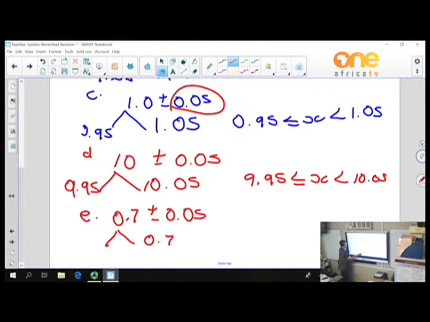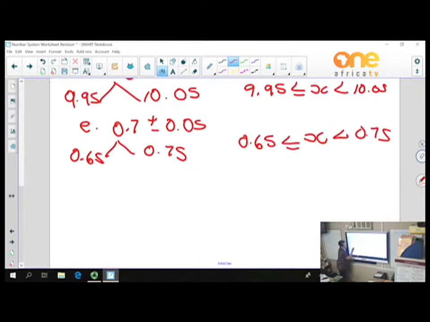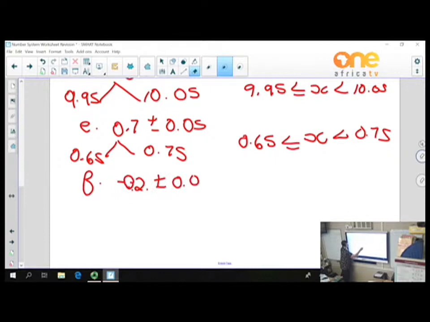In 0.75, I add and I subtract 0.65. So 0.65 is less than or equal to x, which is less than 0.75. And then the last one here, number F. I hope by now that you are getting them right. It's negative 0.2. Now if this is negative 0.2 and it's still to the nearest one decimal place, I will still add or subtract that 0.05.